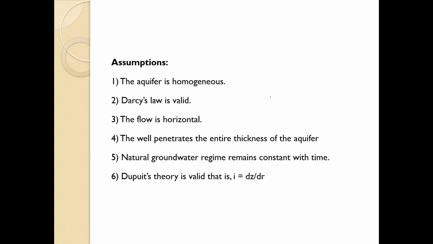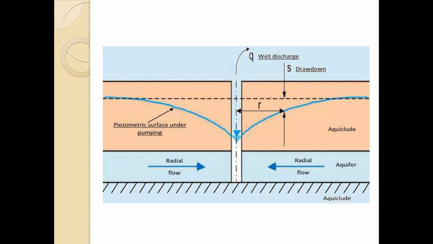So what are the assumptions for this theory? The aquifer is homogeneous, Darcy's law is valid, the flow is horizontal, the well penetrates the entire thickness of the aquifer, the natural groundwater regime remains constant with time, and Dupuit theory is valid, that is, i equals dz by dr. We are going to see dz by dr in the coming part.